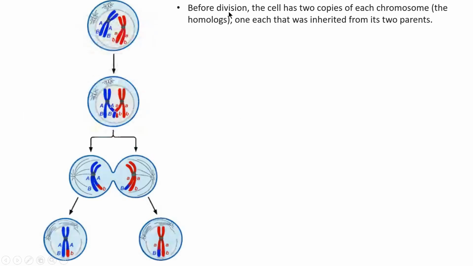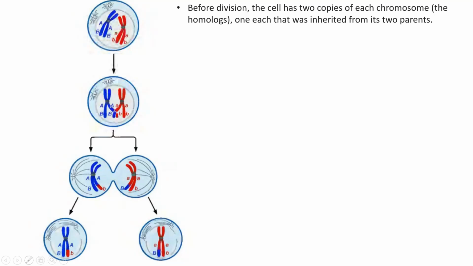Before division, the cell has 2 copies of each chromosome, the homologs, one each that was inherited from its 2 parents. Rather than showing all the chromosome sets, they have shown only one chromosome in this picture for simplicity and for explanation purpose. So let's say this is chromosome 1, what you can see in blue color. And this is also chromosome 1, what you can see in red color. But this chromosome 1, which you can see in blue, let's say has been received from the male parent, and the chromosome 1, which you can see in red, let's say, has been received from the female parent.